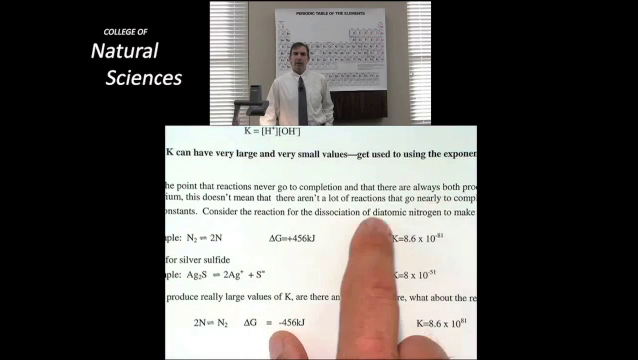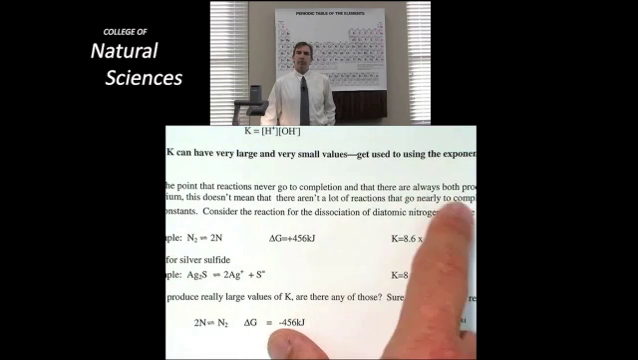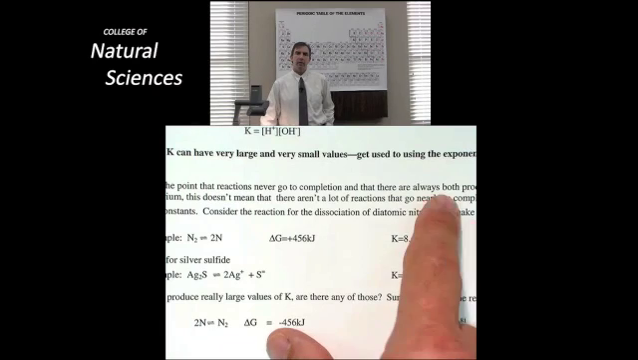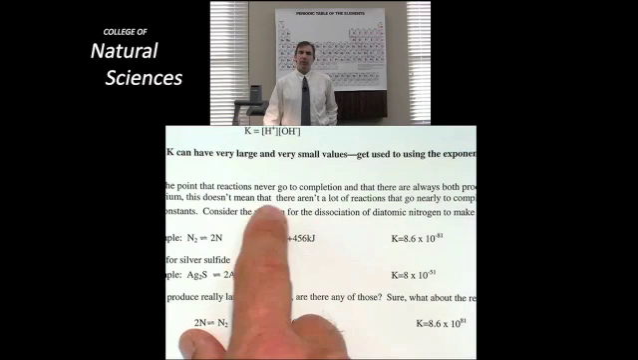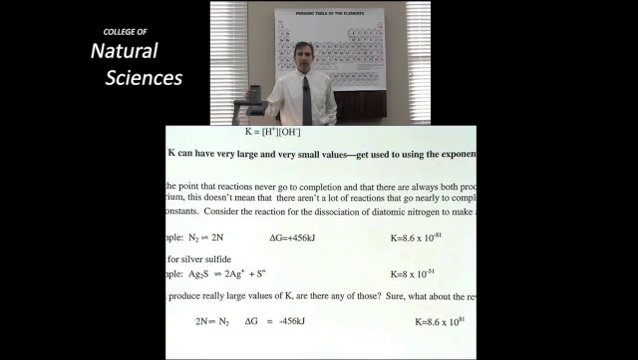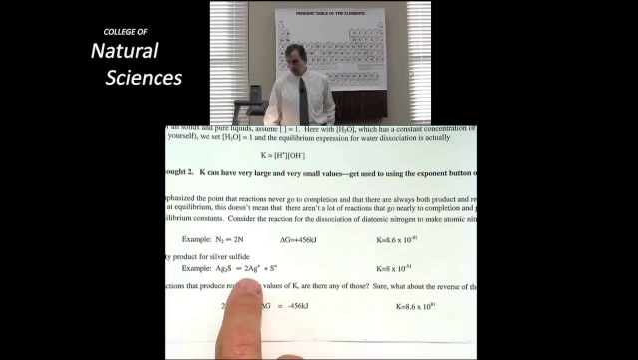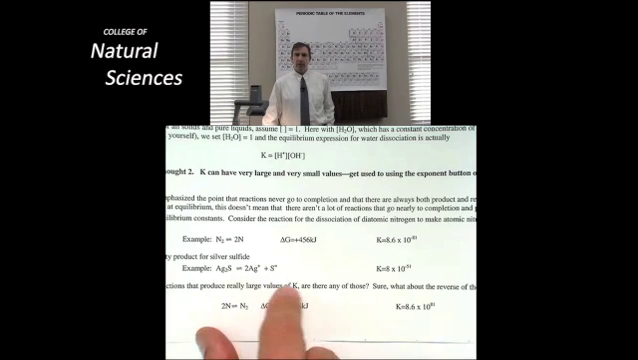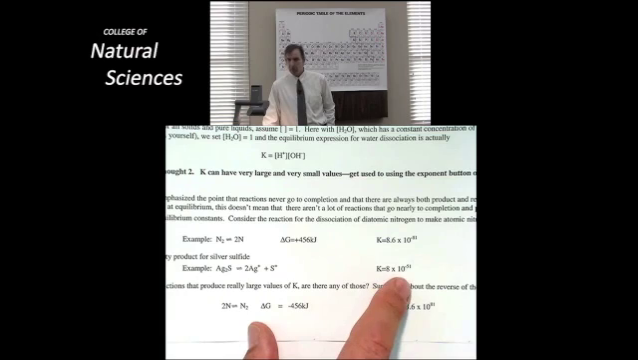So get used to the fact that we can have numbers that are as small as 10 to the minus 81 corresponding to delta G values of less than 1,000 kilojoules. Well, here's another example of that. Here we have silver sulfide. This is a solid. It associates in water to make silver ions and sulfide ions. And it turns out the K for this is about 10 to the minus 51.